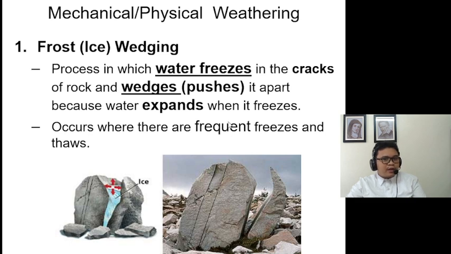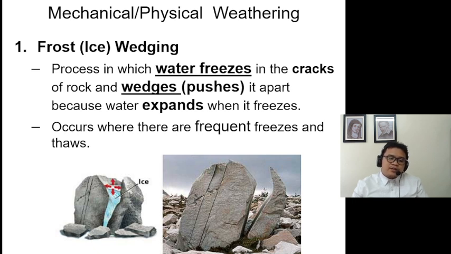One type of physical weathering is what you call frost or ice wedging. This is a process in which water freezes in the cracks of rock and wedges, which pushes it apart, causing rocks to split apart, because of course we know that water expands when it freezes. This is one of the anomalous behaviors of water, because in the kinetic molecular theory we have learned that when matter undergoes solidification, or shall we say freezing, the particles contract, right? And when it undergoes heating, the particles also expand, right?